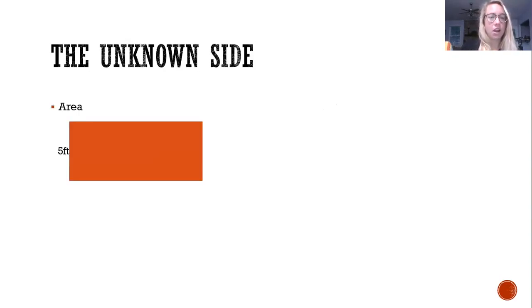All right, what if they give you an unknown, something that you don't know? What does that mean? For area, our example is we have a rectangle, we have 5 feet as the length, and 45 feet as the area. That means we have an unknown side. Now, if I were to tell you, solve for the unknown side, how would you do that?